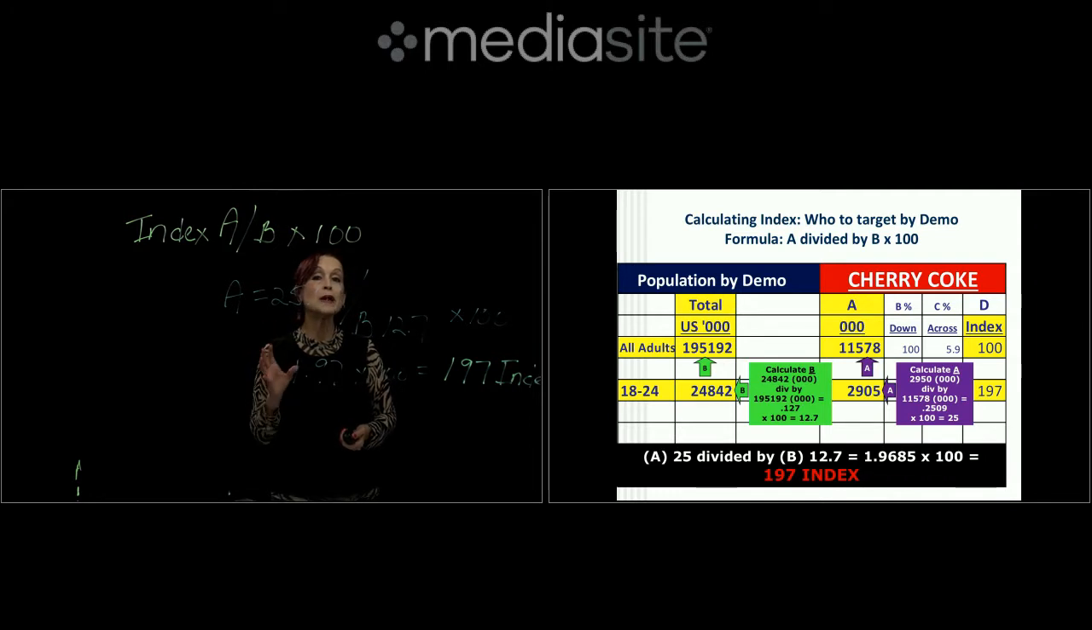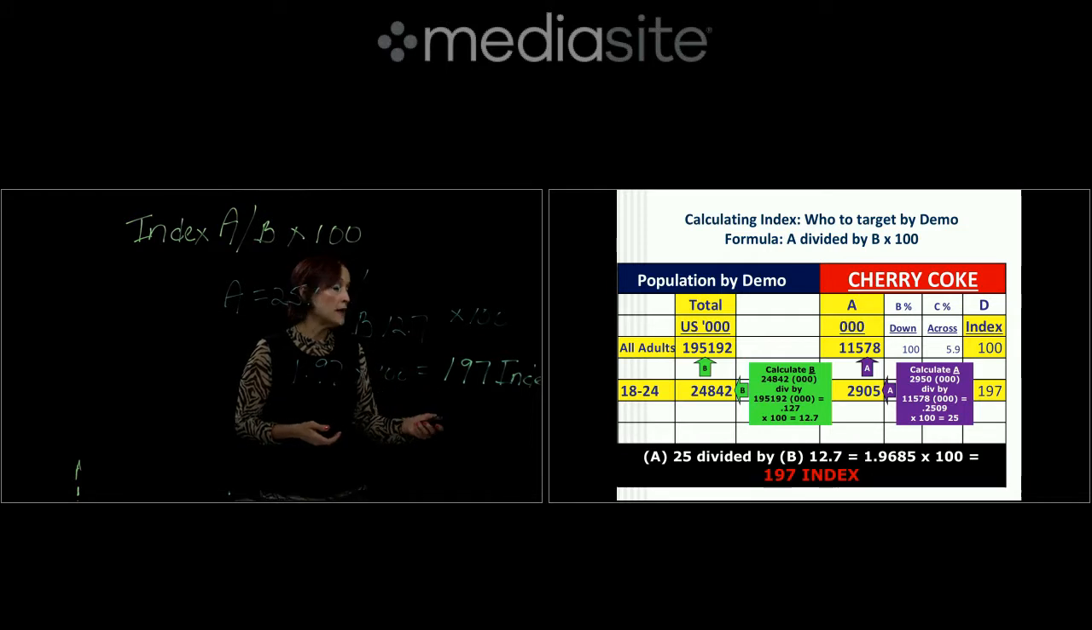And what this really means is that adults 18 to 24 are 97% more likely to appear among cherry Coke drinkers than they are to appear in the general population. And this is an over-index of adults 18 to 24 and a good demographic to target. Remember, it's 100. That's normal. We are at 197. Why? Because they're more likely to be your drinkers.